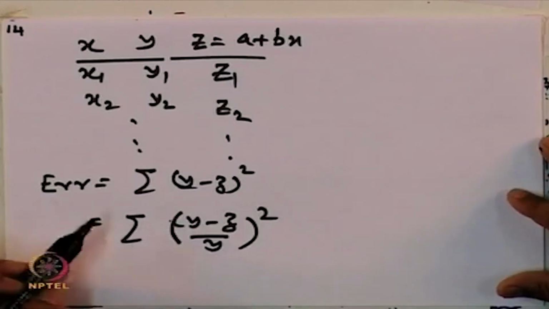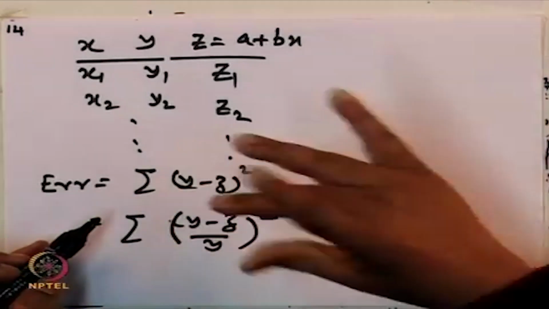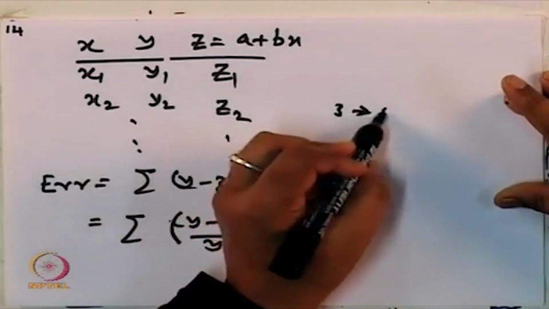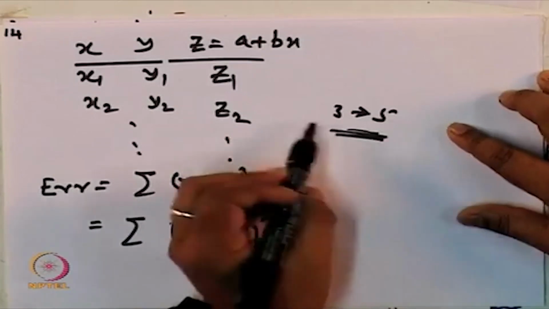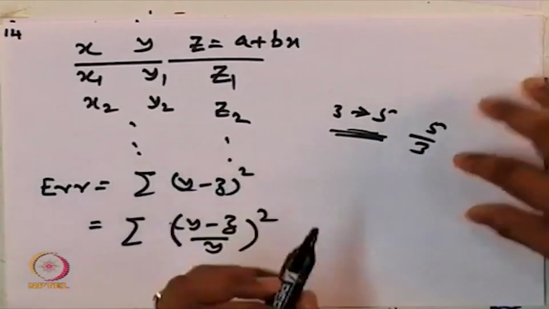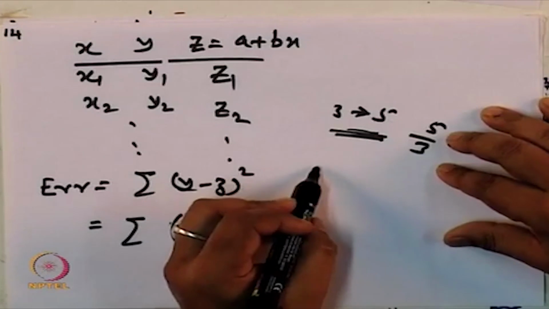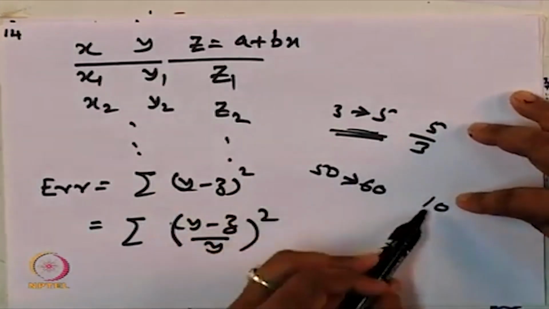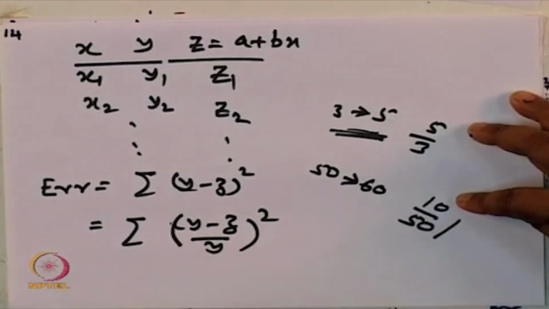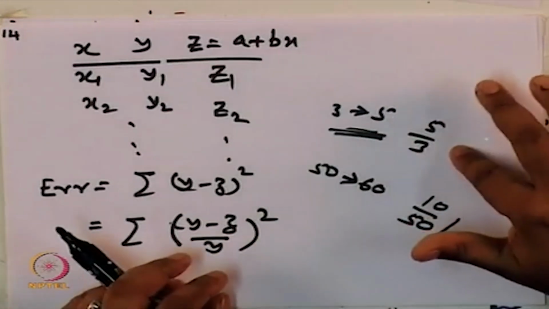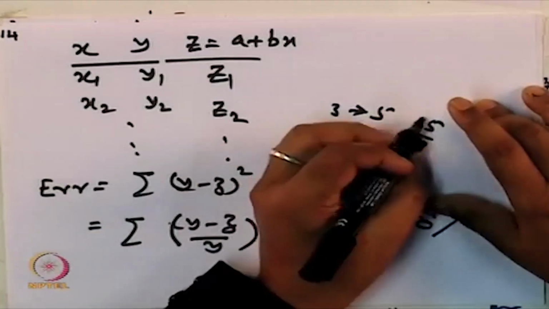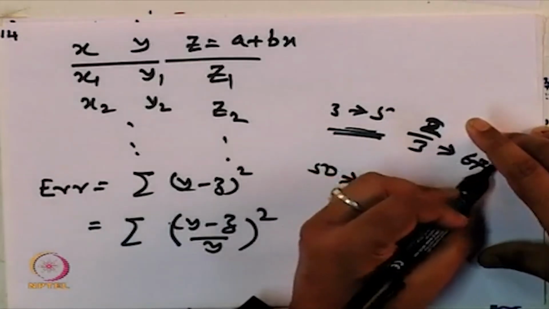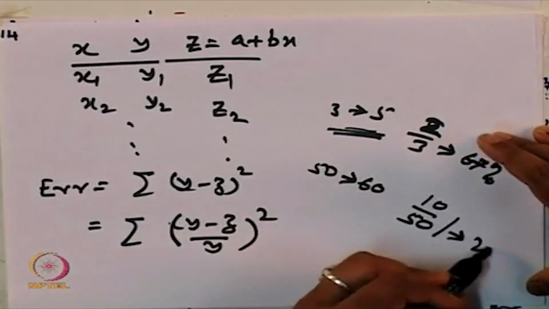So, what this will ensure is that it normalizes the magnitudes of the errors as well. Between 3 going up to 5 you have a huge amount of error, but when you normalize by 3 you get a much lesser amount. Similarly, when you go from 50 to 60, your actual error is 10, but 10 normalized by 50 will give you a value which is comparable to this value. Here your error is 2 by 3, so this is 67%, and here it is 20%.